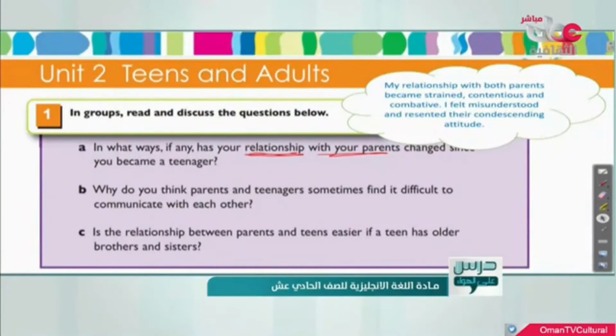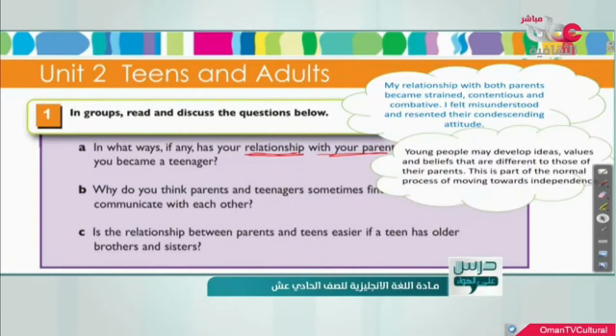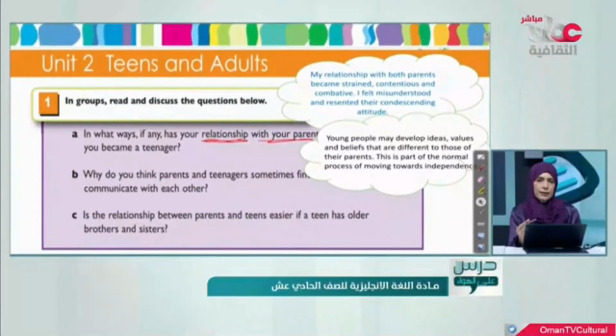For the second question, why do you think parents and teenagers sometimes find it difficult to communicate with each other? Here we have to focus. There is somehow a gap between adults and teenagers. Do you think that there are certain reasons to have such differences? The same student answered this question. She said young people may develop ideas, maybe because of the cultural differences, their young ambitions, and their fresh thoughts about life. They are moving to be more independent in this stage.